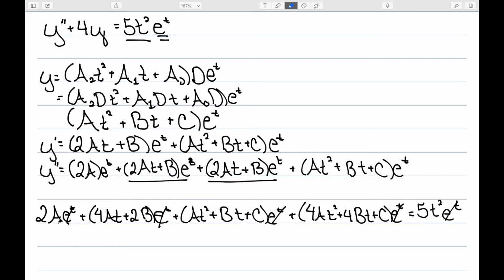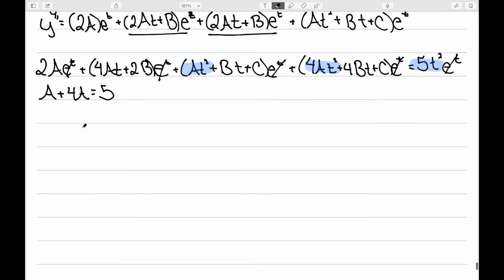And now we're going to look at coefficients. I'm going to start with coefficients of t squared. There's a t squared term here, here, and here. That tells me that the coefficients of t squared are a plus 4a, and that needs to be equal to 5. We scroll down a little bit. That tells me 5a is equal to 5, or a is equal to 1.